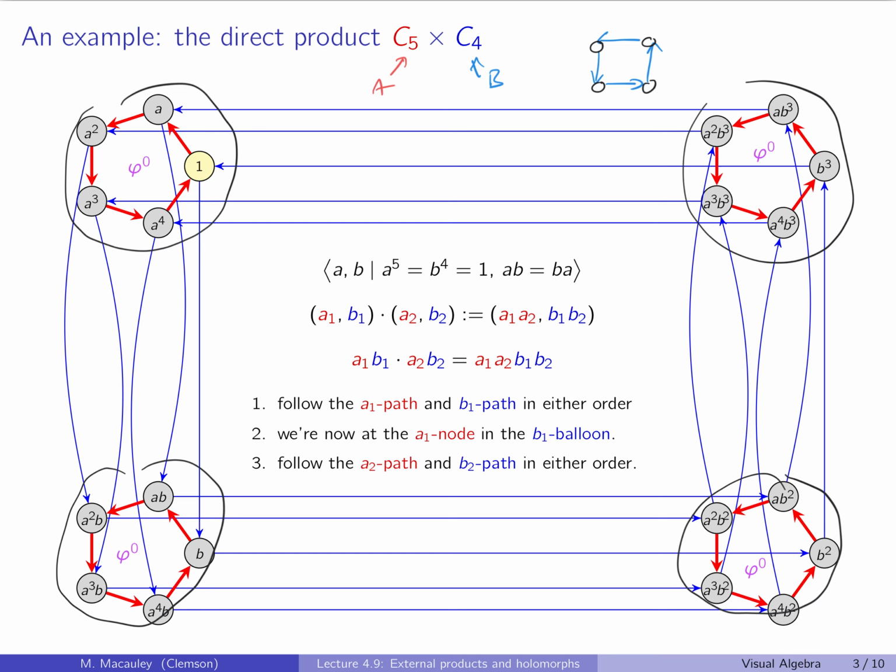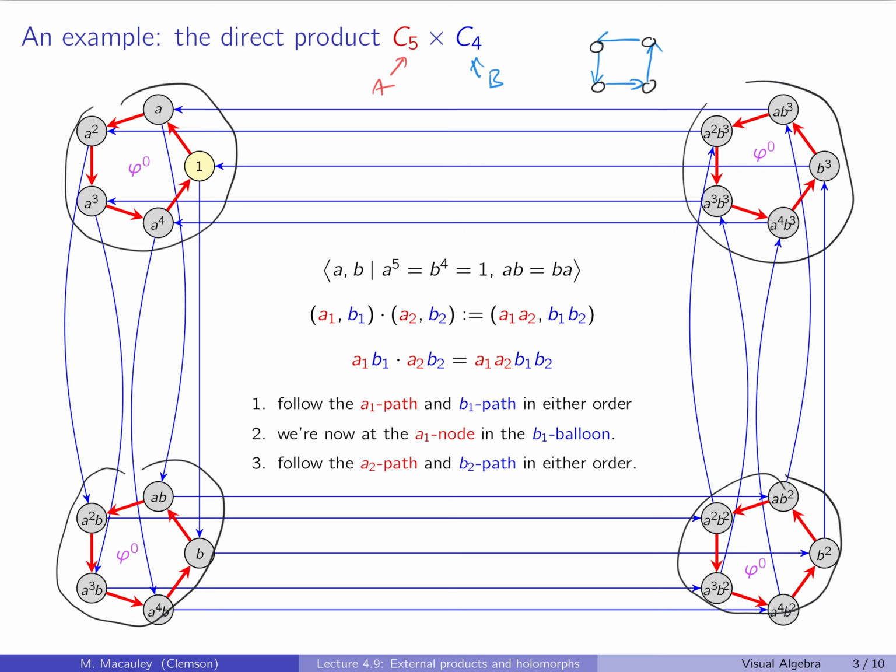And let's think of this in terms of paths. So we start from here, and we first follow the A1 path, say whatever that is, and then the B1 path, let's say that's down here, in either order. So red, blue equals blue, red here. And now we are at the A1 node in the B1 balloon. I'm just doing 1, 1, but in general, this could be a general path and a general path here. Once we're here, we follow the A2 path. Maybe that's red, red. And then the B2 path, maybe that's blue, blue, in either order. And that is the product A1 A2 B1 B2.